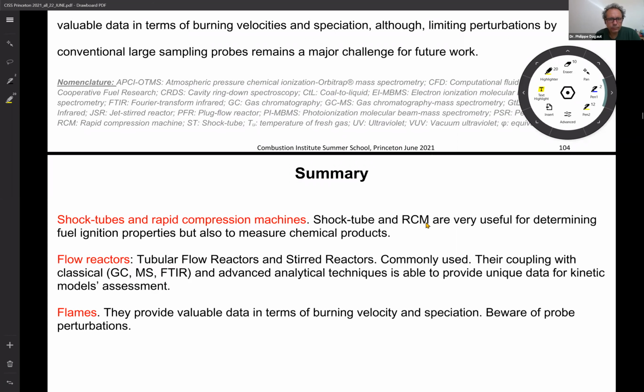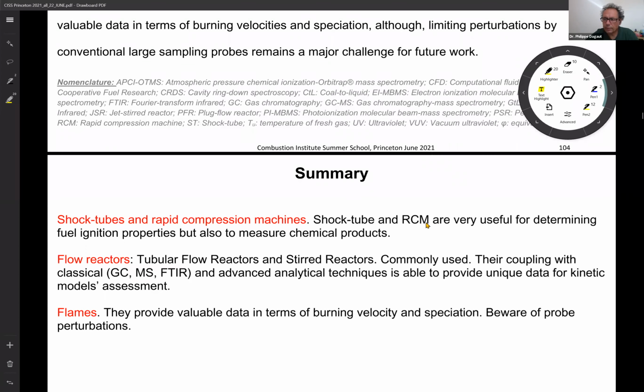Flow reactors, tubular flow reactors, and stirred reactors are commonly used. We've seen that there are different designs. They can be coupled with classical analyzers like GC, GCMS, FTIR, and other analyzers, for example, these exhaust gas analyzers. But also they can be coupled to advanced analytical techniques, which are then able to provide really unique data for kinetic model assessment, and also to indicate that there are some pathways that must occur because we are able to detect species we were not expecting. And I will elaborate a bit further later on this.